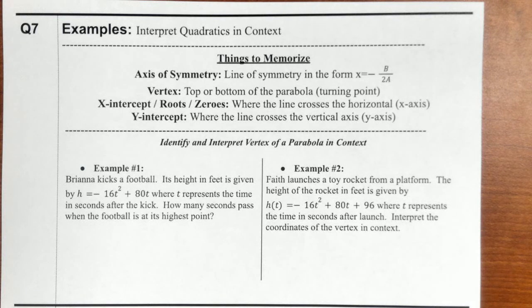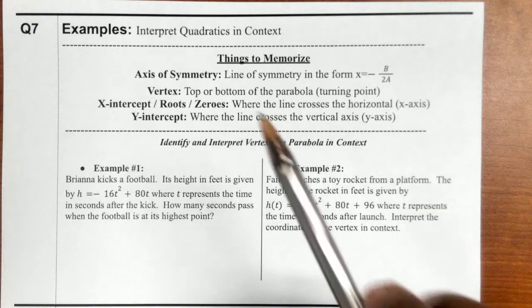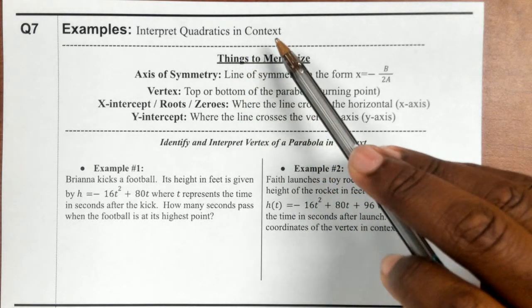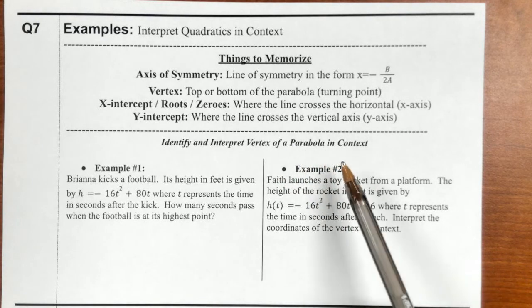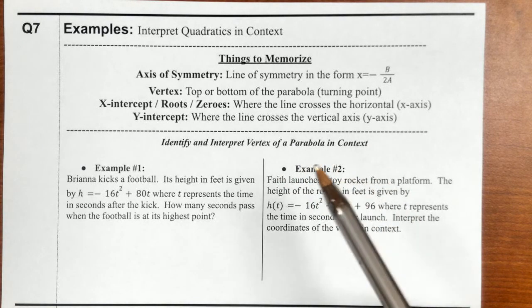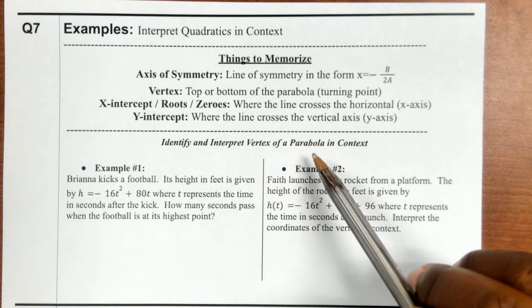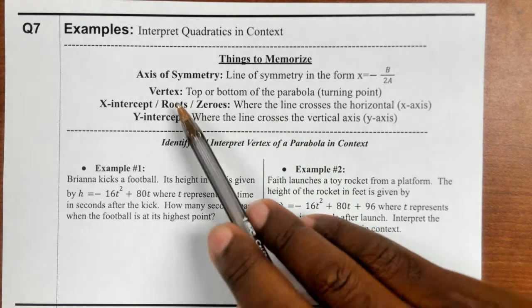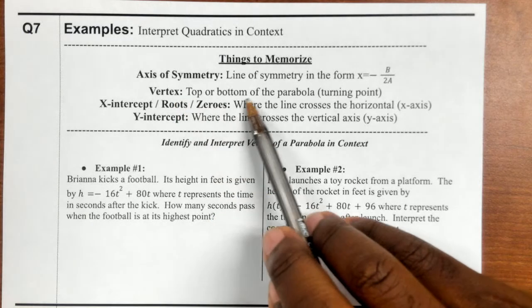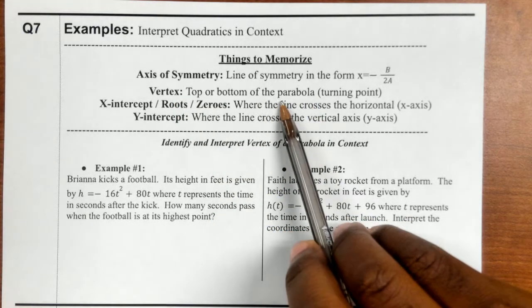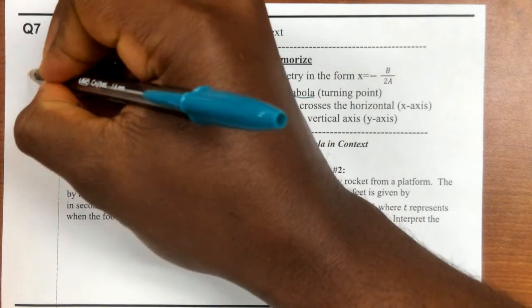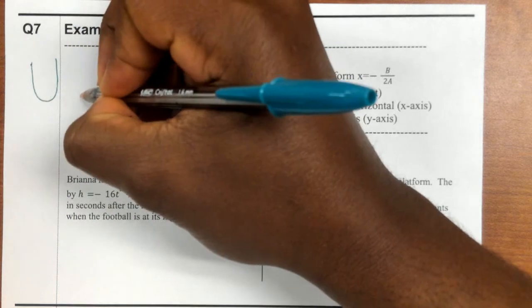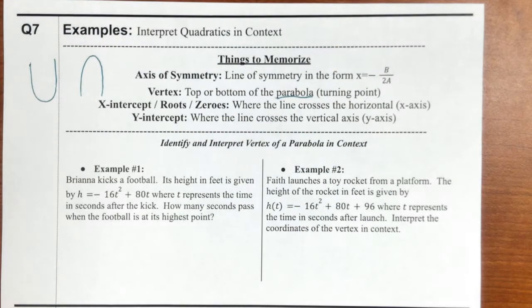Question number 7 wants us to interpret the quadratics in context. Identify and interpret the vertex of a parabola in context. So first things first, what is a vertex and what is a parabola? Well, it says right here that the vertex is the top or bottom of your parabola. But what is a parabola? Well, a parabola is either a U or an N shape. So that's what a parabola is.